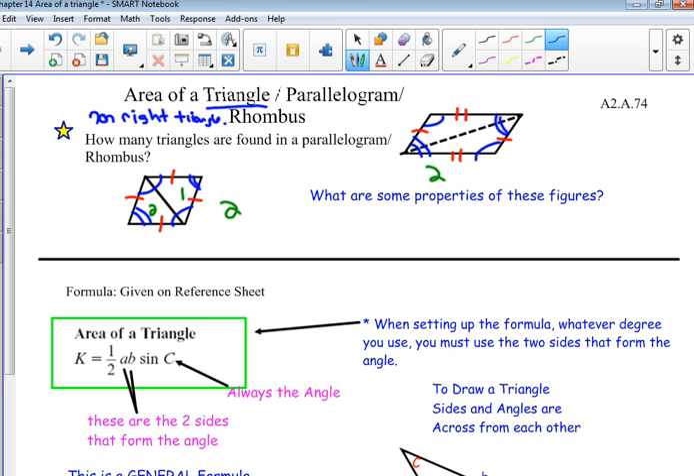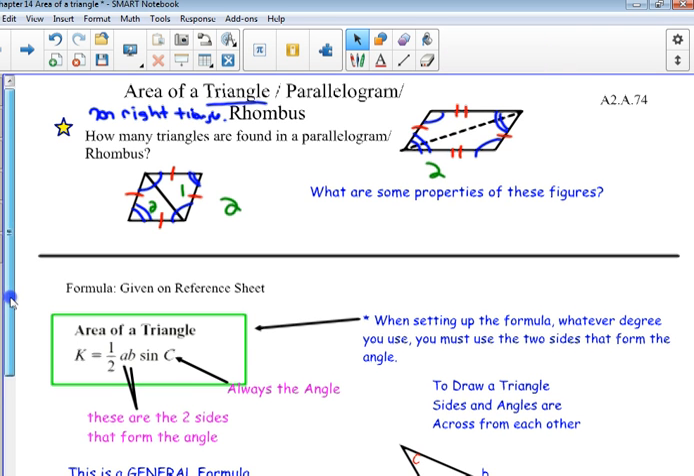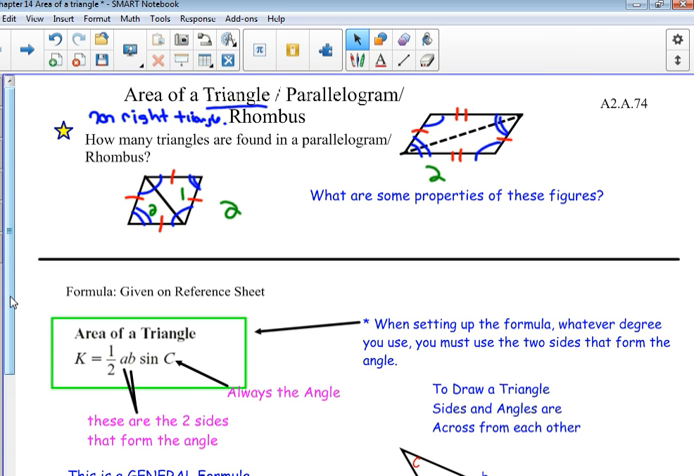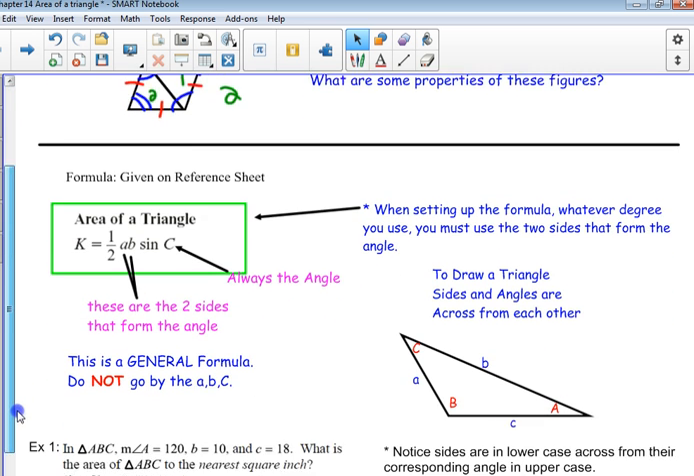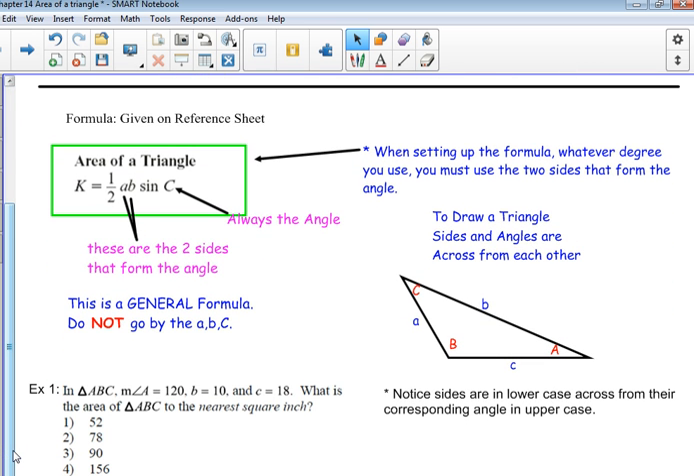Okay, this is as far as we have to go. So, on your reference sheet, this is the best part of the day. You guys actually get this formula. You don't have to memorize it. It's given on the reference sheet, and this is what it looks like.